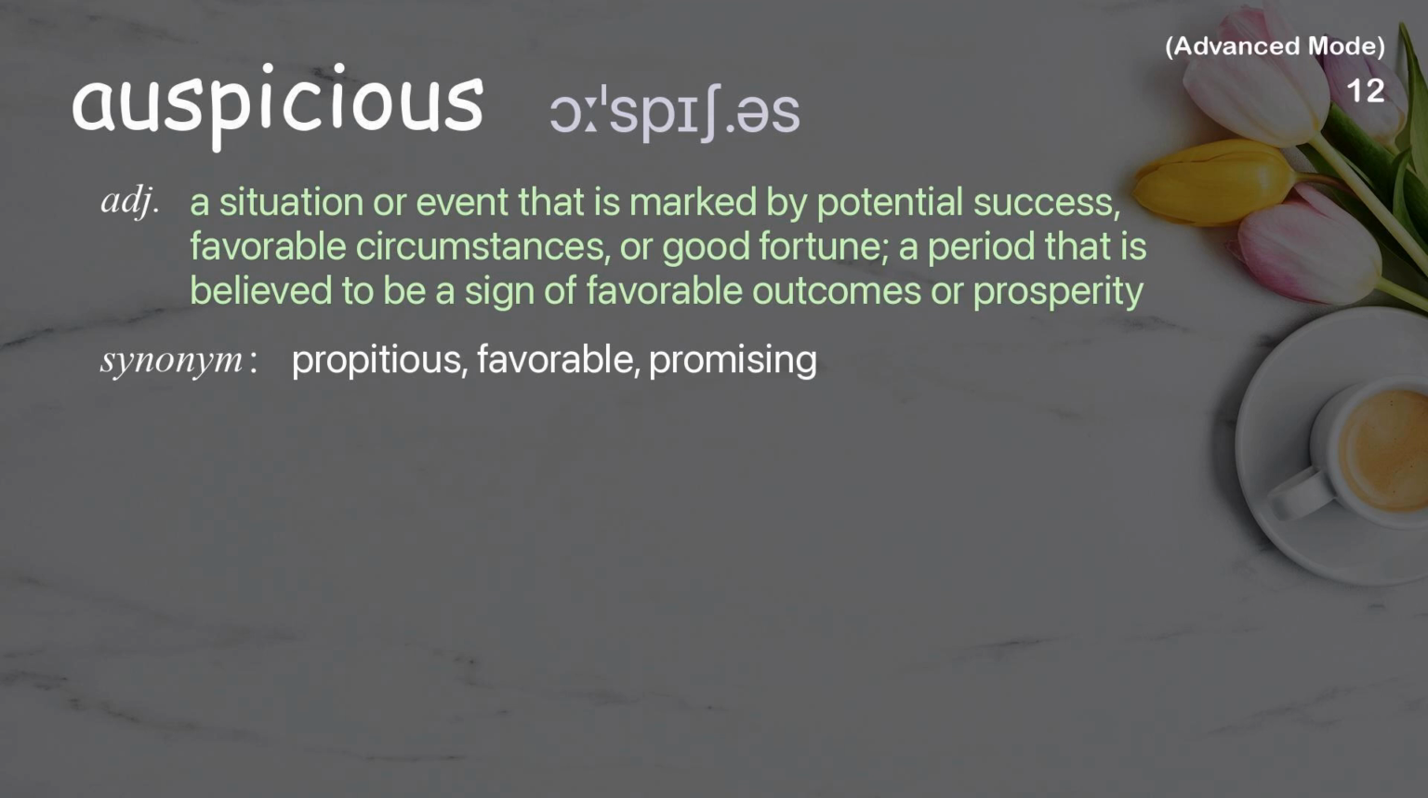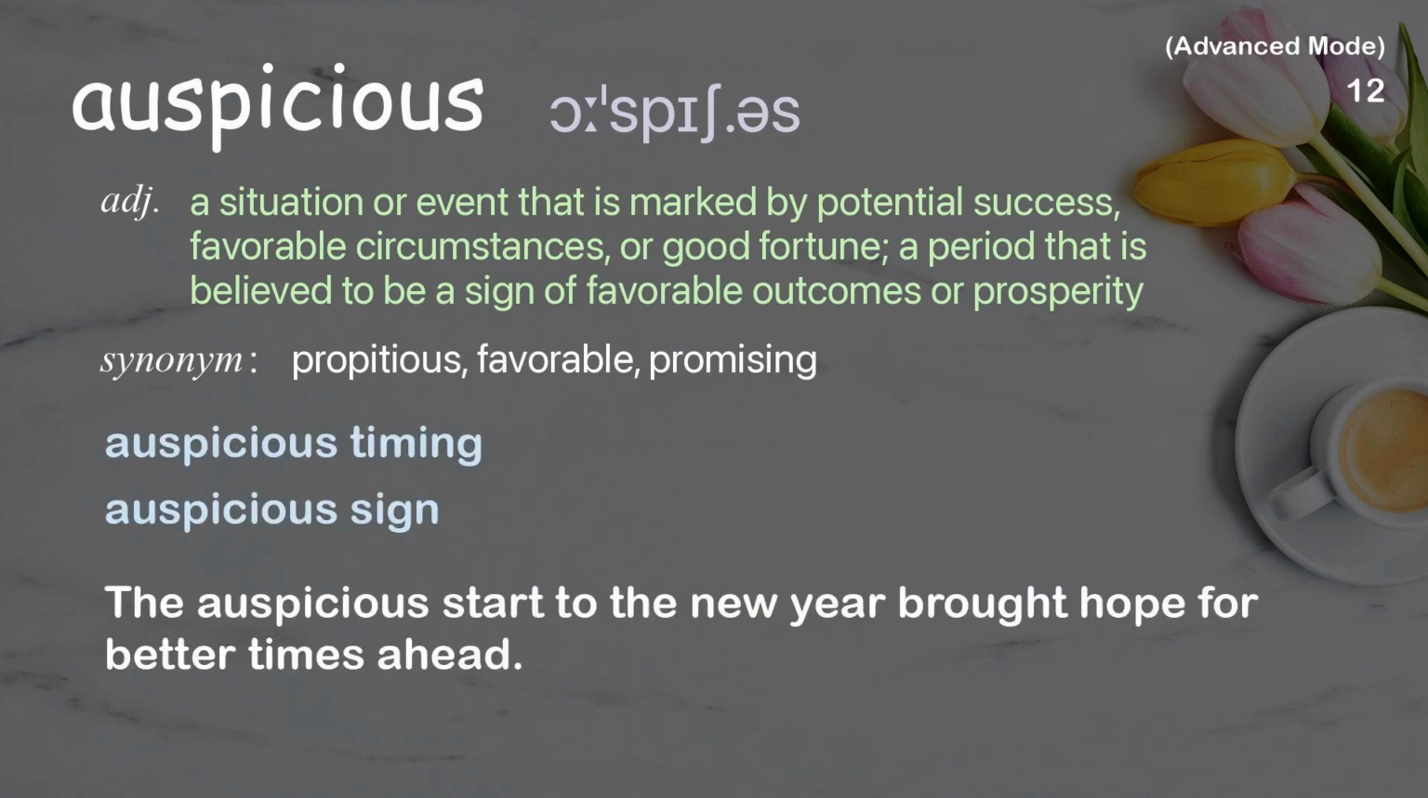Auspicious. A situation or event that is marked by potential success, favorable circumstances, or good fortune; a period that is believed to be a sign of favorable outcomes or prosperity. Examples: Auspicious timing, auspicious sign. The auspicious start to the new year brought hope for better times ahead.